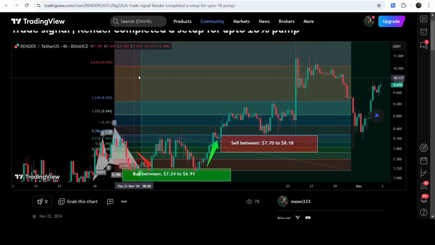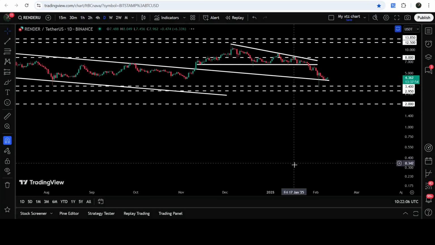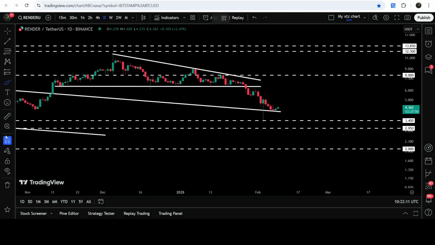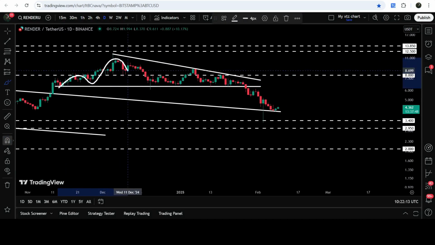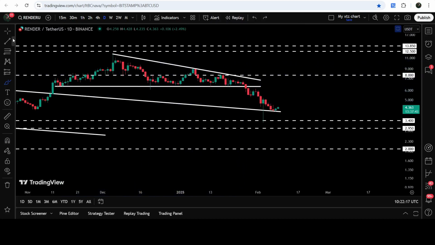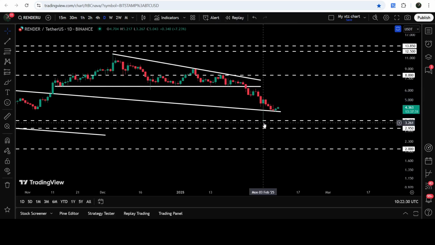Now, let me take you to the live chart of Render. First of all, let me show you the daily time frame chart. Here you can see that for the past several days or weeks, it was moving inside this descending triangle. After getting squeezed, finally, we broke down the support of this triangle. The technical target for this breakdown was here, approximately at this support of $3.40, and you can see that the price then dropped more than that, up to $3.26.